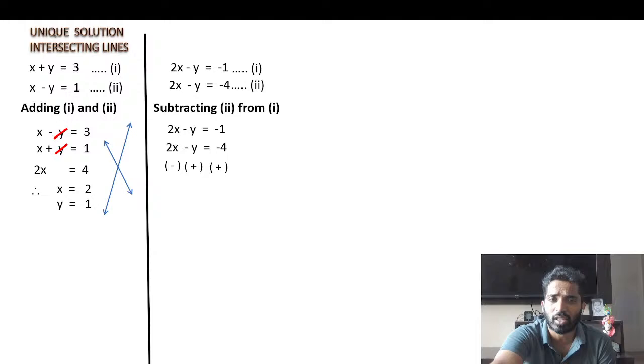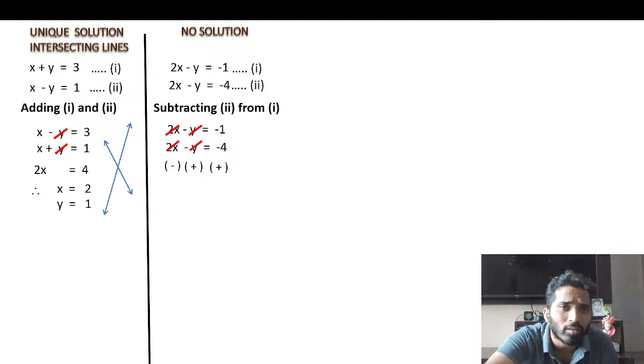I'm assuming you know how to solve this. We'll change the sign of the second equation. Plus 2x minus 2x gets cancelled. Plus y minus y gets cancelled. Everything gets cancelled. We're getting no solution. So when we say no solution, can you tell me graphically what this is?